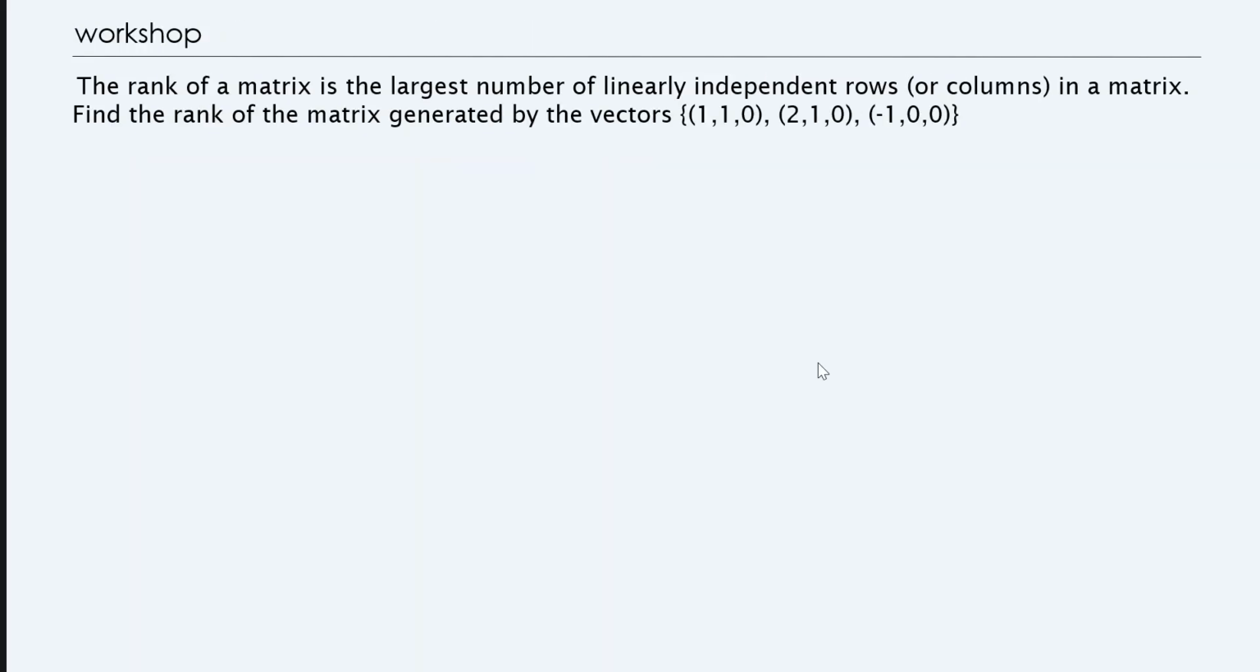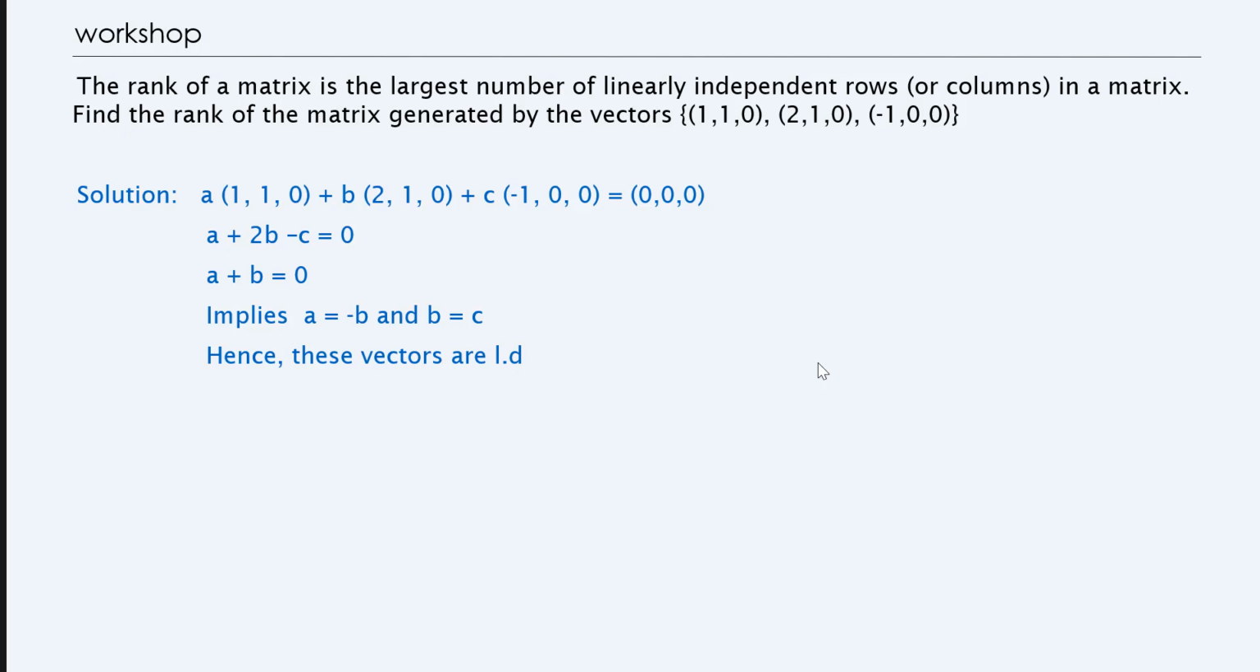The rank of a matrix is the largest number of linearly independent rows or columns in a matrix. So in this case, we're asking you to find the rank of the matrix generated by the vectors. In other words, you have to find the number of linearly independent vectors in this set here. The way we are going to do that is to form a linear combination of the vectors, a times (1, 1, 0), b times, c times, set it equal to 0, and we get a + 2b - c = 0, and then a + b = 0, and so on. We get only two equations because there's no equation coming from this one here.